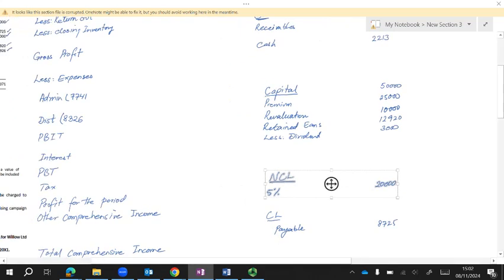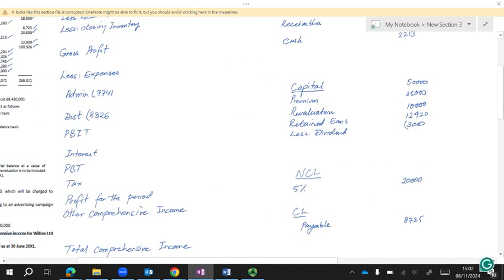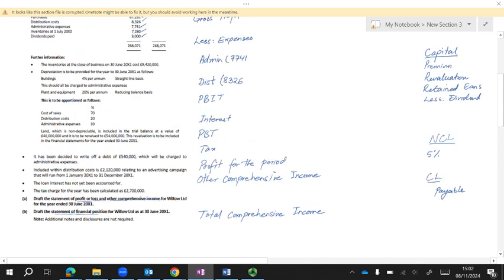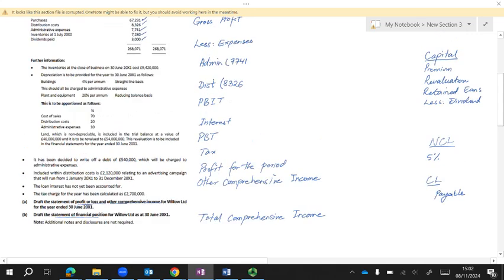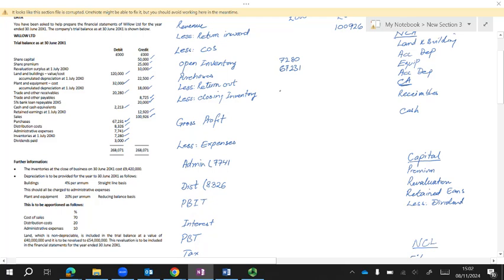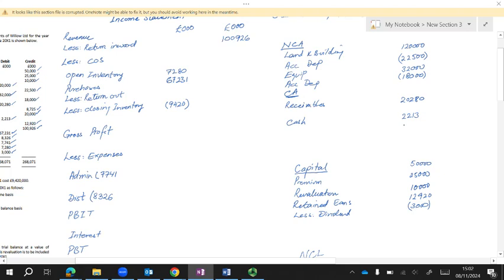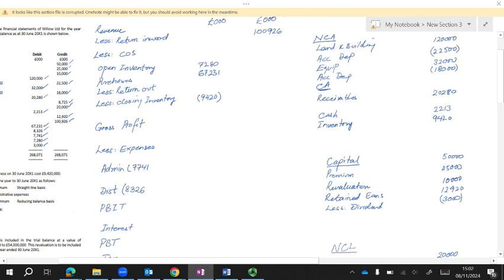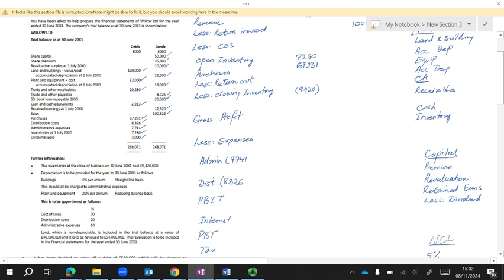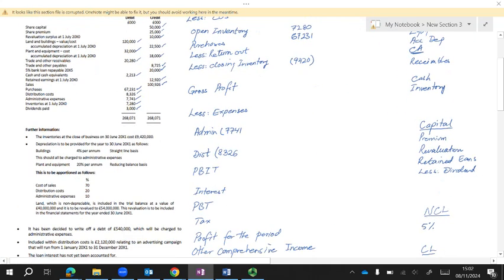Okay, now all the figures have been picked up from the trial balance. Next, we have to deal with the notes. The first note says that closing inventory is 9420. Also be recorded in the current assets. Then it says that building will be depreciated at 4% using straight line method.